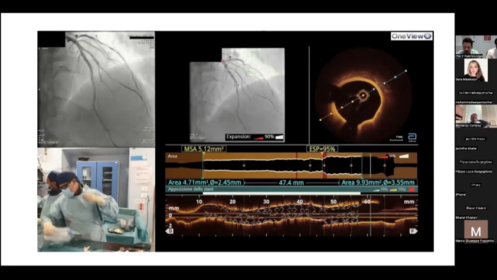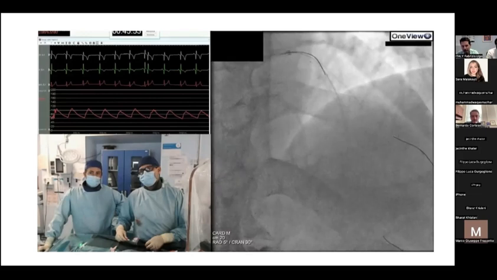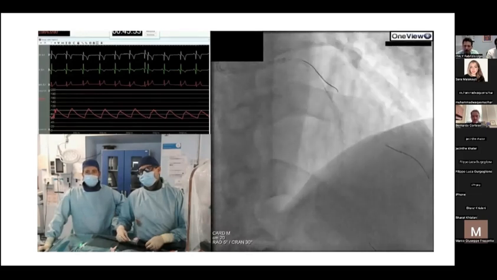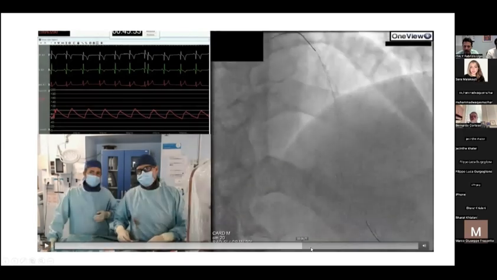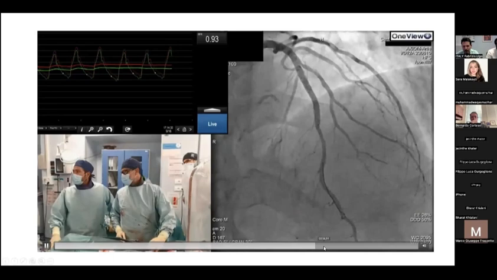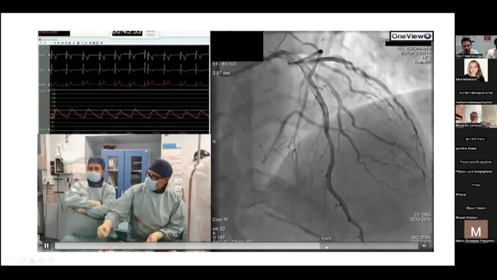very good. Normal apposition, no geographical miss, so good result by the imaging. And after that, I recheck the physiology to demonstrate if my work is a good work or not.